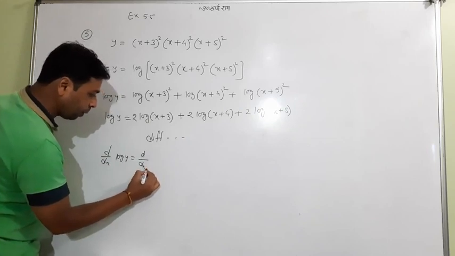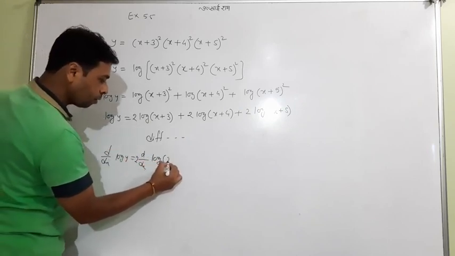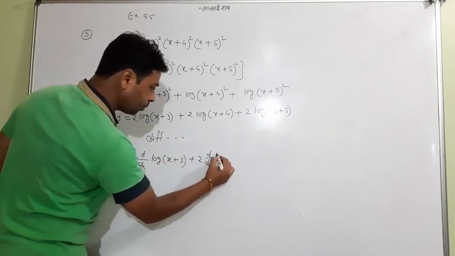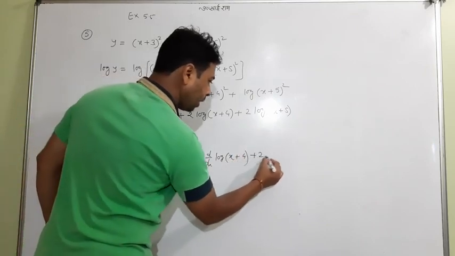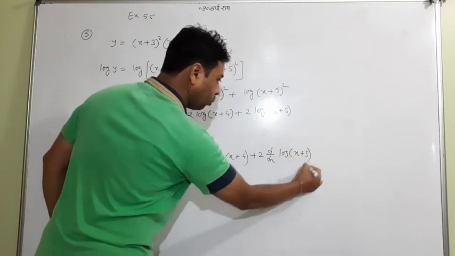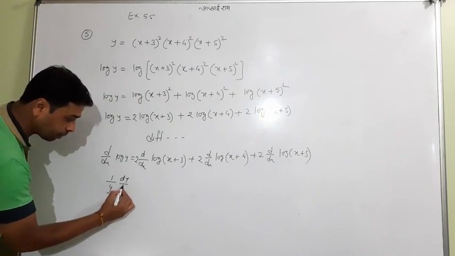Then d by dx of 2 log (x plus 3). 2 is a constant, so write it outside. The same is here, d by dx of log (x plus 5). Now it's time to differentiate. Log y has a differentiation 1 upon y dy by dx.